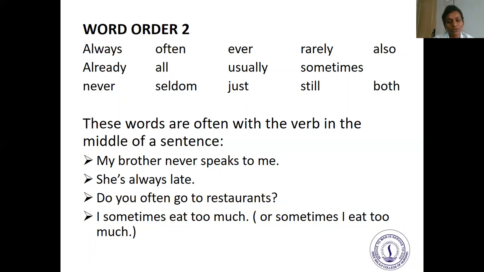Do you often go to restaurants? You should not say, do you go to restaurants often? I sometimes eat too much. Or you can say, sometimes I eat too much.